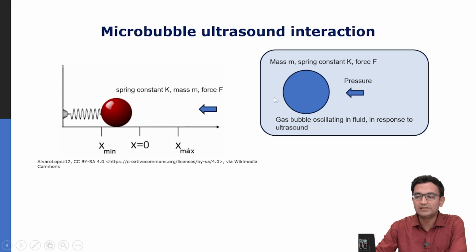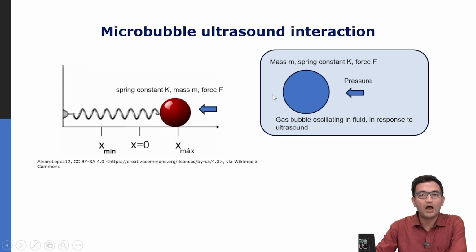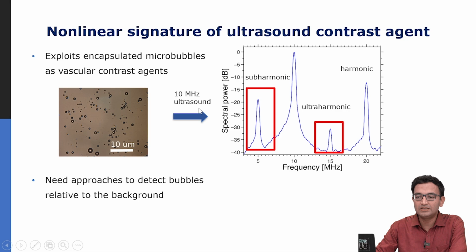So if you recall this, now let's see how we can make use of this for imaging. It turns out, if you have these microbubbles, so here is a bright field microscopy image of the microbubbles that was taken in our lab. You can see the scale bar is 10 micrometers. The size of red blood cells is about 7 to 8 micrometers. So most of these bubbles are very small, much smaller than 2 or 3 micrometers.